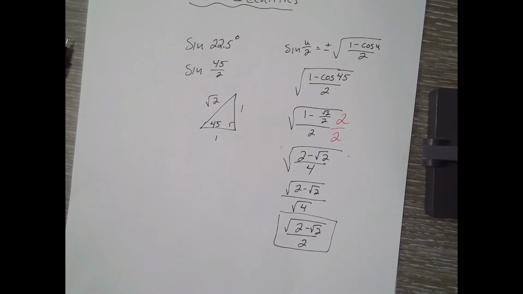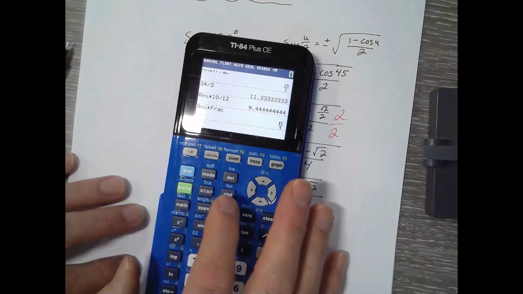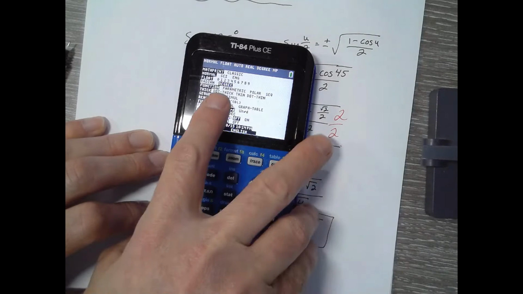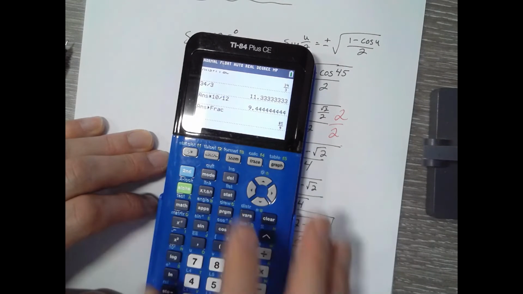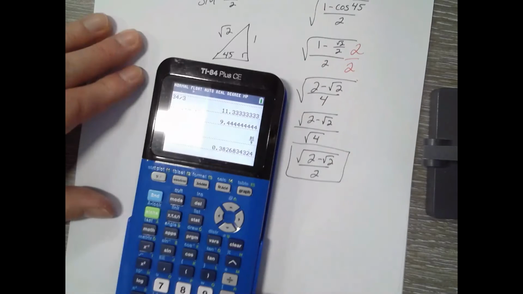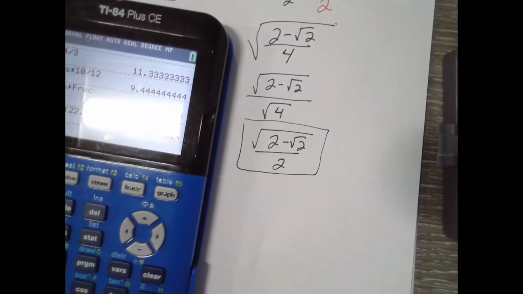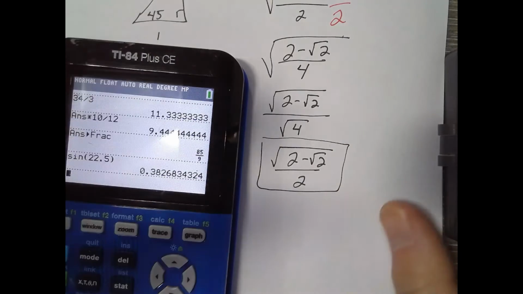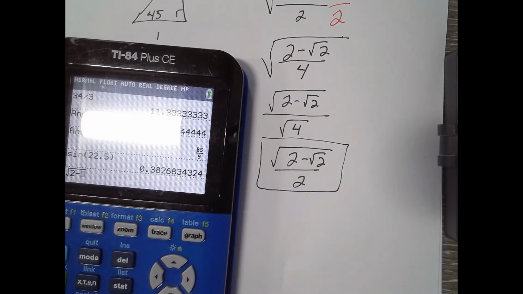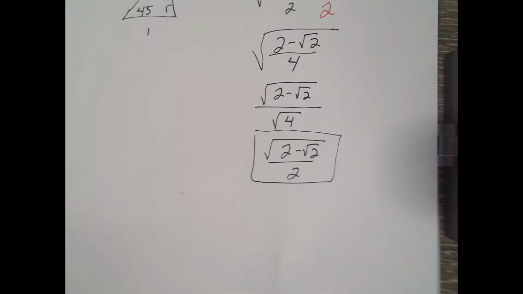Might as well check. If this were a quiz and you had access to a calculator, you could check to see if you did it right. I'm in degrees. The sine of 22.5 is that. And let's see what the square root of 2 minus the square root of 2, divided by 2, is. Feeling pretty good about our answer, as long as we simplified it right.